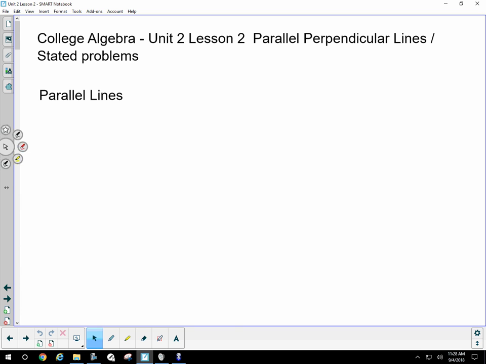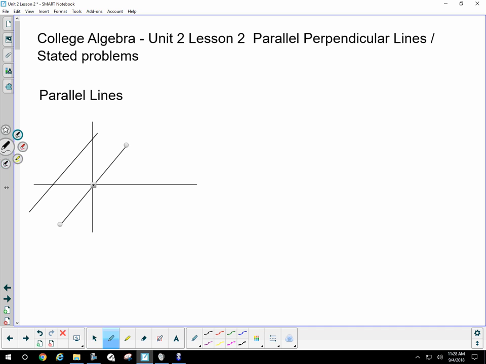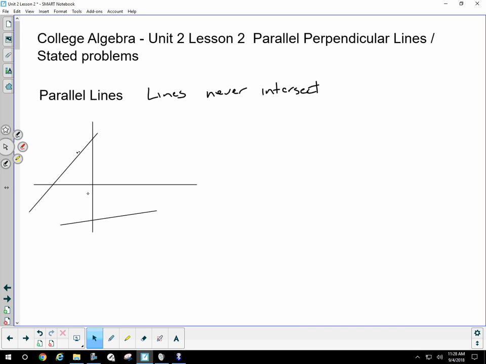So, what are some related lines? Parallel lines. Parallel lines are lines that will never intersect, no matter how far out you look. Now, no matter where I place these lines, a pair of parallel lines will always have something in common.